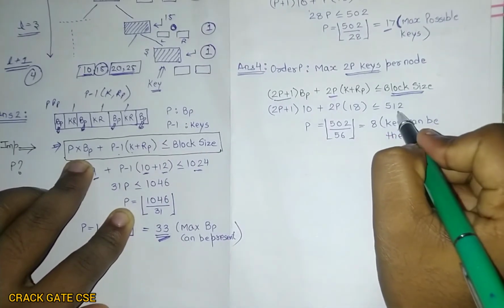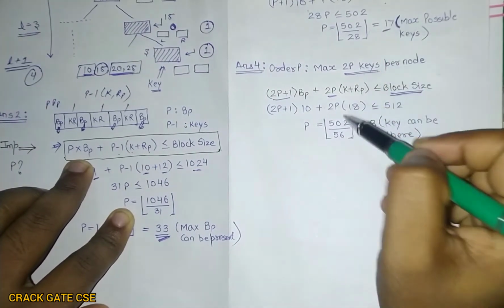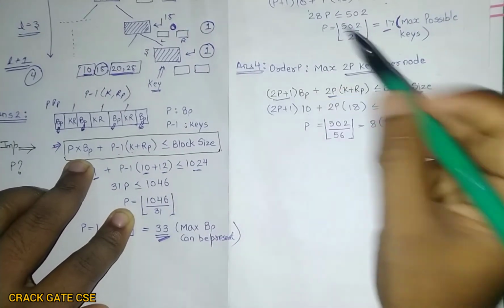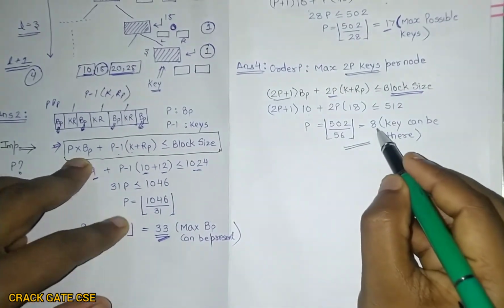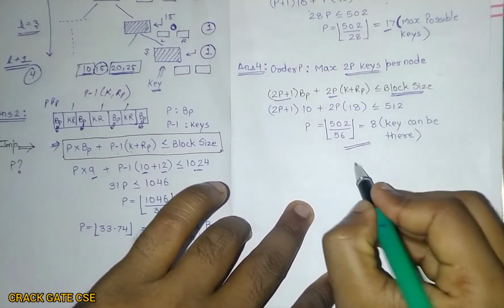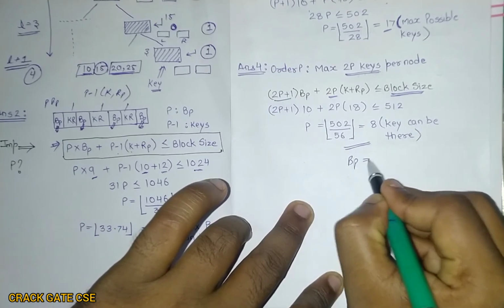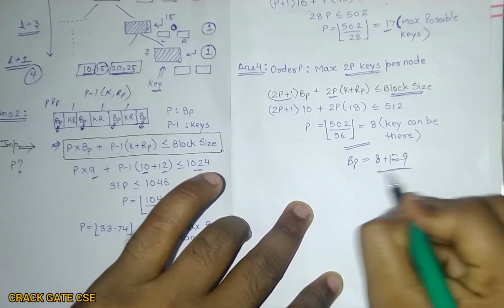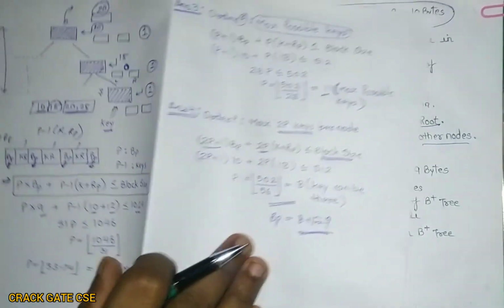Now the block size is 512, same as the previous question. Key record pointer size is 10 plus 8, 18. Block pointer is 10. So now if you calculate, this will be 8. 8 is nothing but the maximum possible keys per node. And if they are asking about the block pointer for the same question, it will be 8 plus 1, which is 9, right? So this is how you can answer.